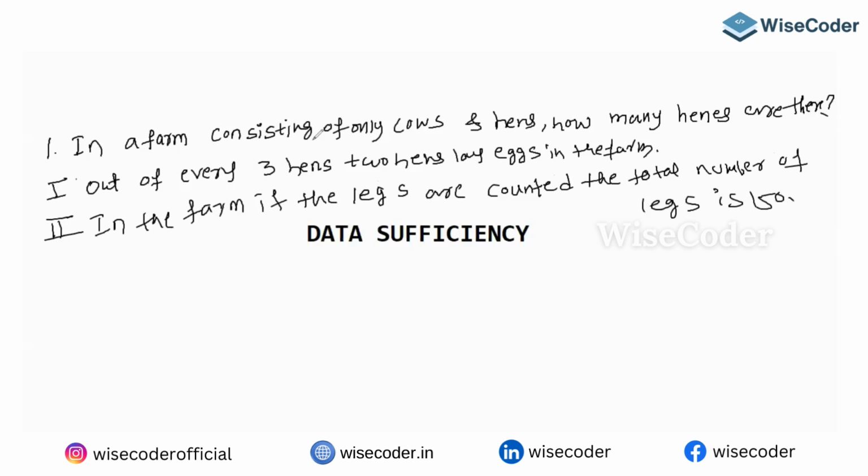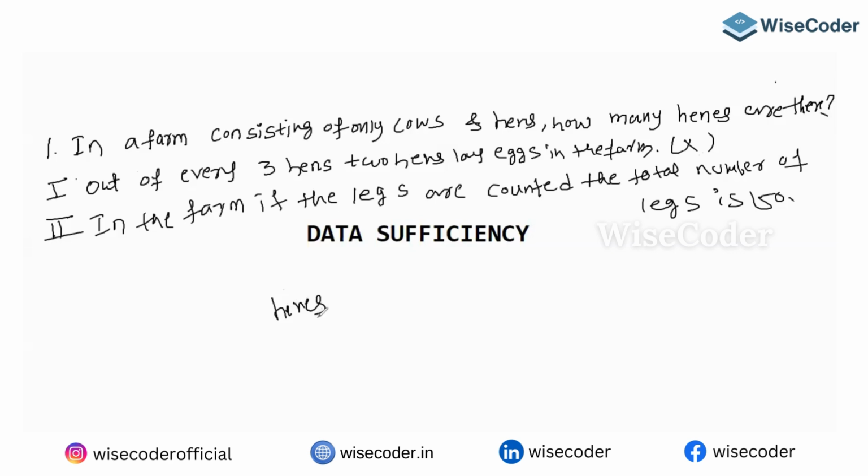Look at here. What is your question? In a farm consisting of only cows and hens, how many hens are there is the question. Out of every three hens, two hens lay eggs. So what is the point of eggs here? You need how many hens are there.